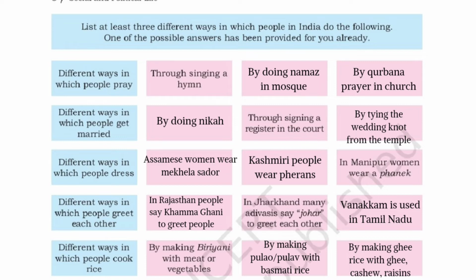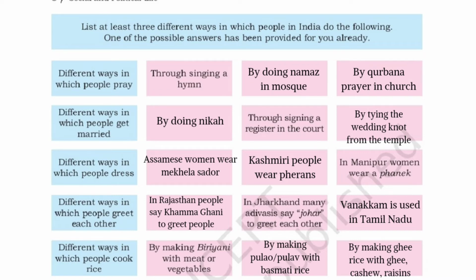Then second one, different ways in which people get married. Through signing a register in the court, it is already given, by doing nikah, by tying the wedding knot in the temple. These are the different ways in which people get married. Then third one, different ways in which people dress. One is given, in Manipur, women wear a phanek. And you can add more. Here in Assam, Assamese women wear mekhela sador and Kashmiri people wear pheran. You can add your own.